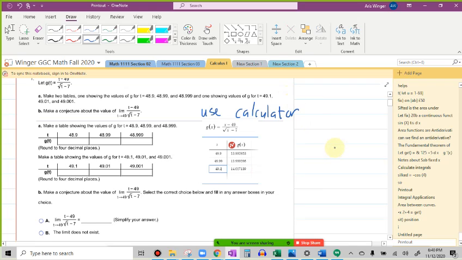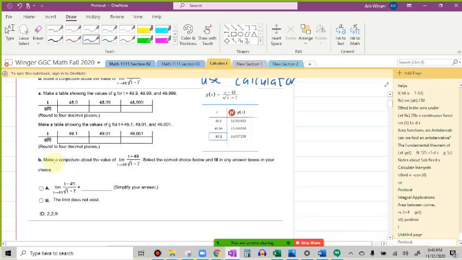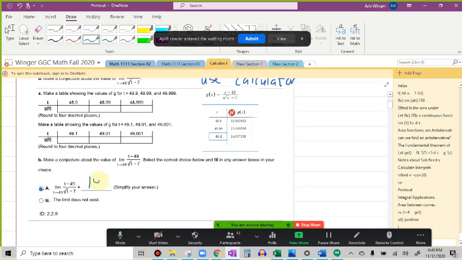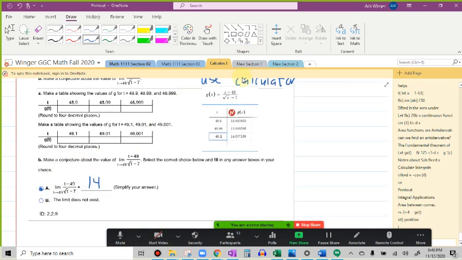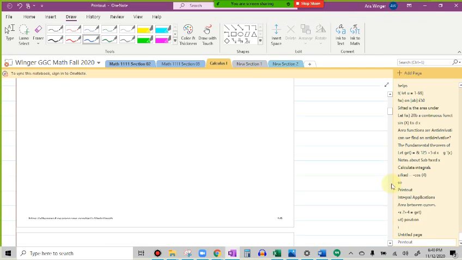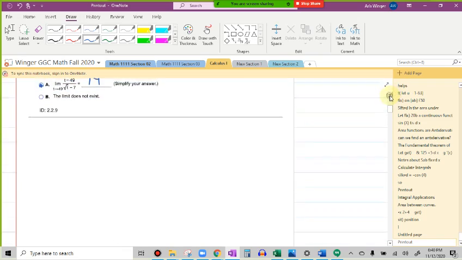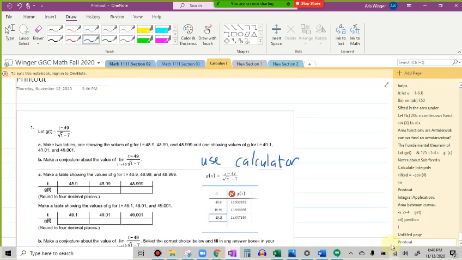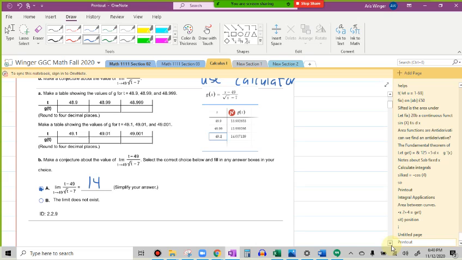Okay. All right, so then it looks like the answer is getting close to 14. And so then you would say, oh, then it looks like the limit is actually equal to 14. And then we're good. Questions there.